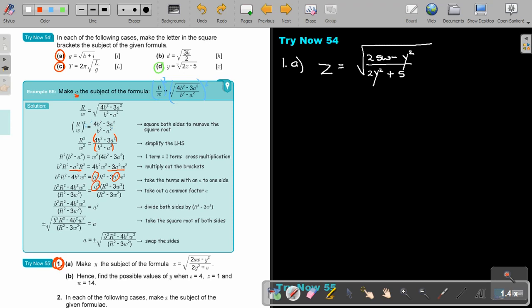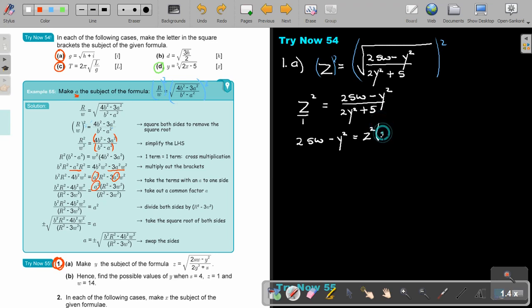Okay, so basically, now again it's a square root, so how will I get rid of it? I will just square both sides. And there's nothing in front, so it's fine. So it's z squared equals 2sw minus y squared over 2y squared plus s. Put this over 1. Y must become the subject. So first let's cross multiply. So we will have 2sw minus y squared equals z squared bracket 2y squared plus s.